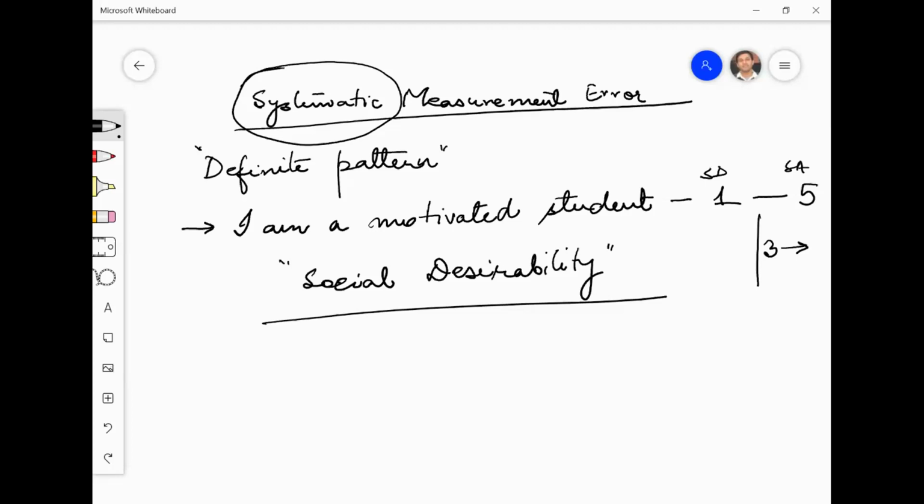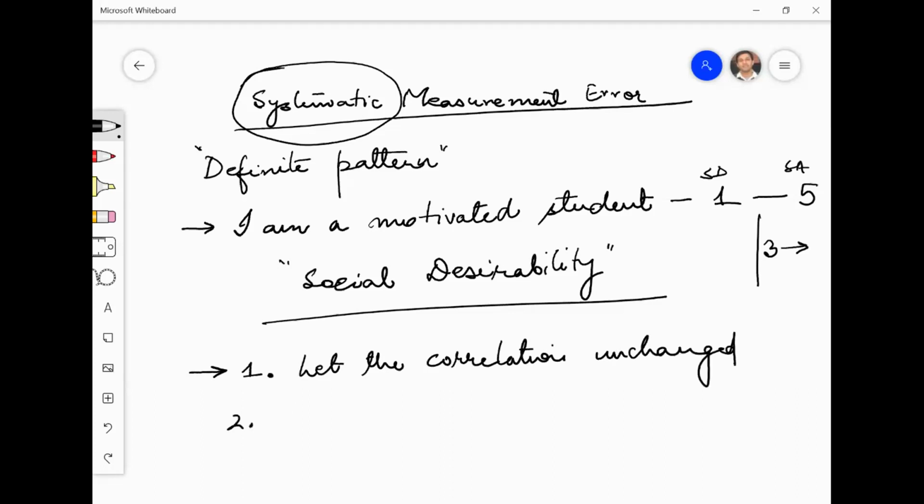Systematic measurement errors can actually have two outcomes. First, they can let the correlation remain unchanged, and second, they may reduce or increase the correlations.